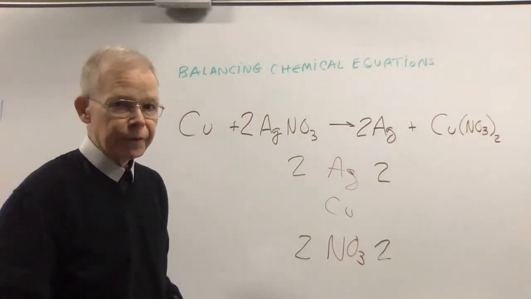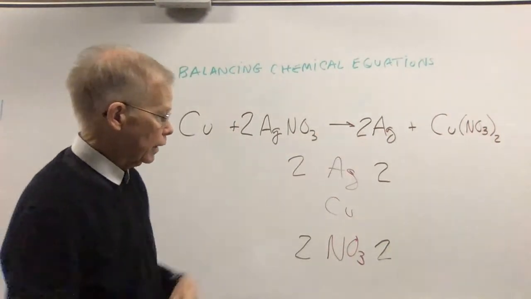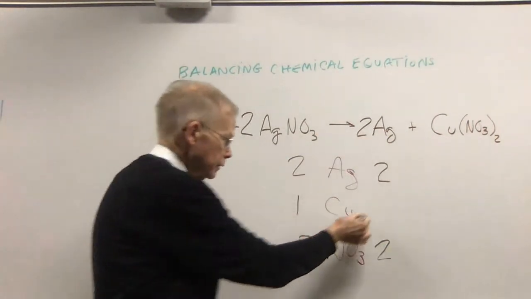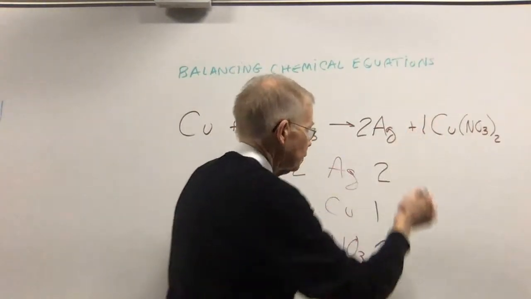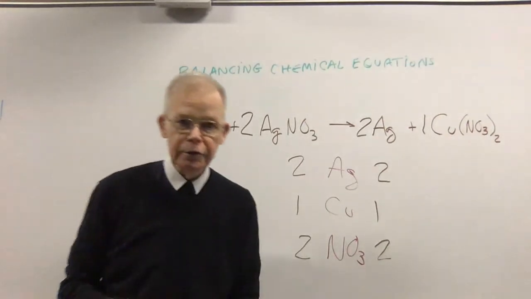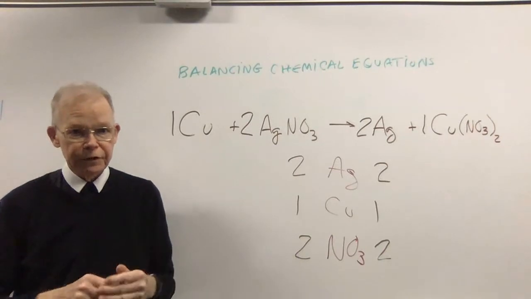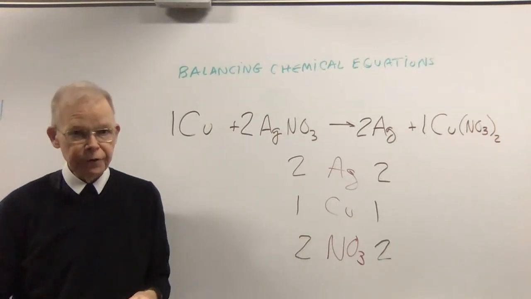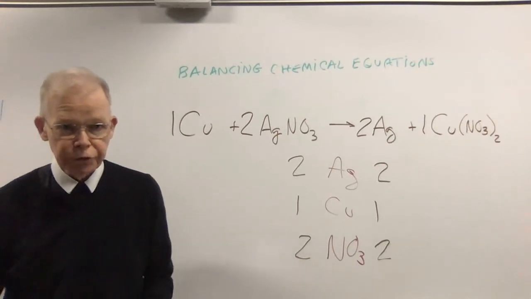That matches up the silvers. They're even. Then I look at the copper. There's 1 here. There's 1 on the other side, so we'll put 1 and 1. And then my final coefficients will be a 1 in front of both of the coppers. And there's my reaction, completely balanced. And the count of the atoms and the ions actually is even on both sides. Let me pause the video and show you a few more.